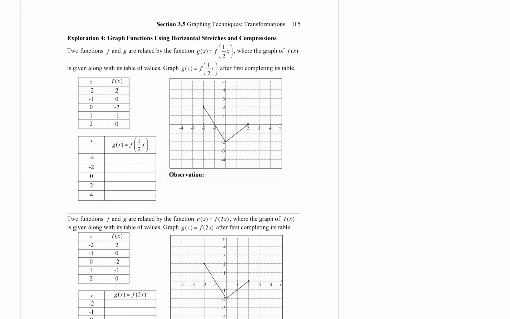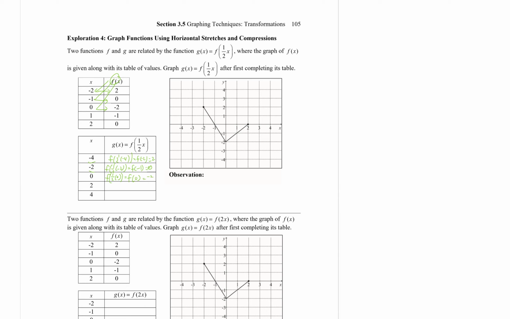So when I plug in -4 into half x, so f of half times -4, half of -4 is -2, and f of -2 is 2. How about when I plug in -2, right? So half times -2 is -1, and f of -1 is 0. How about if I plug in 0? Well, half times 0 is 0, and f of 0 is -2.